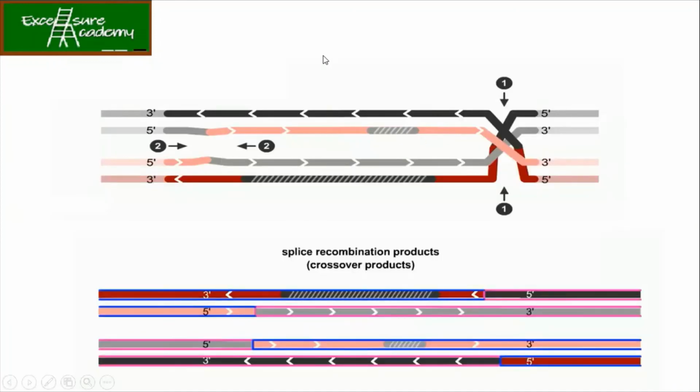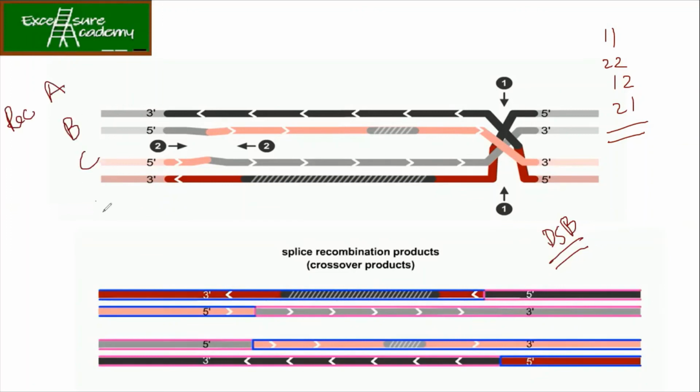So now it is clear, like how are we going to get all those 1, 1, 2, 2, 1, 2 and 2, 1 crossover products and non-crossover products? Is it clear? So at the end, what is happening? What is the takeaway message? That at the end, if there was a double strand break, in case of prokaryotes, with the help of these proteins. So how many proteins are involved in this? So we talked about RecA, B, C, D, and then we talked about RuvA, B, and C. Correct?